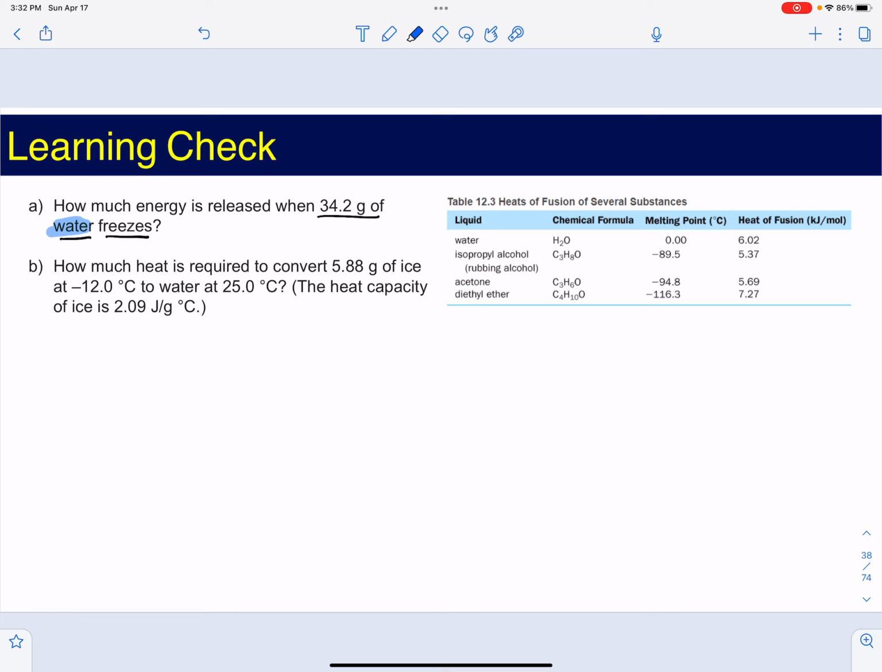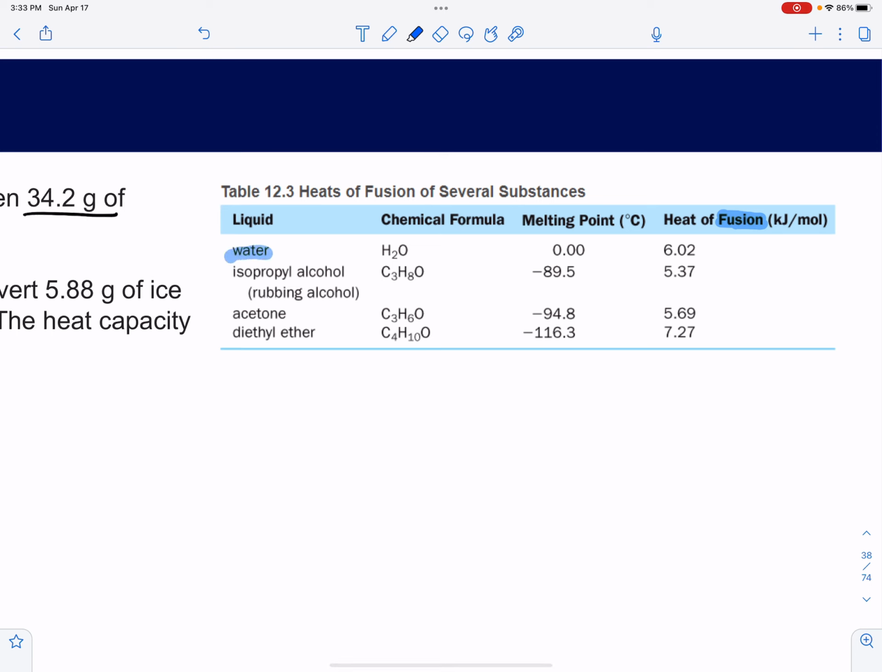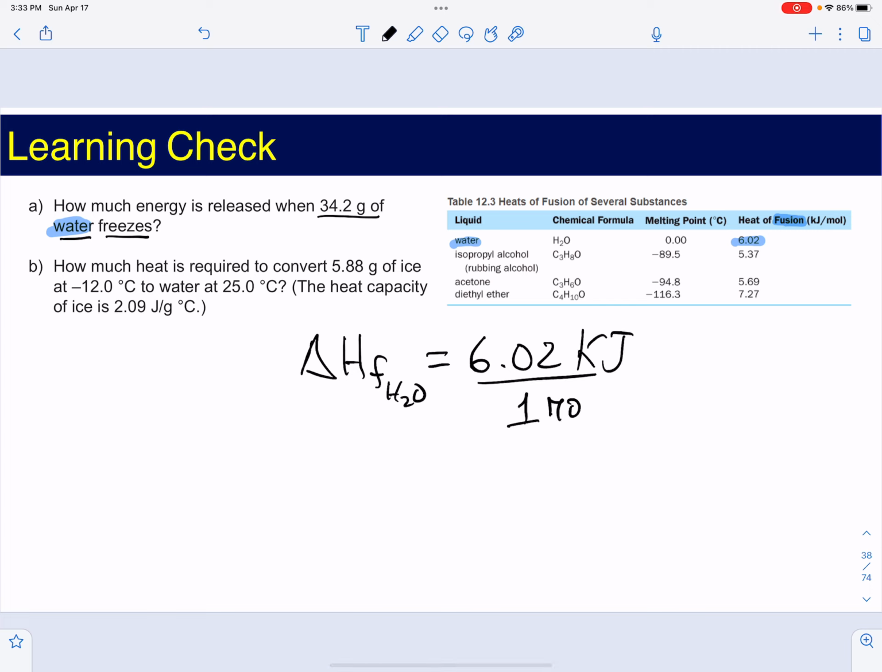That means the same way we used enthalpy of vaporization in the earlier lecture, what we use for freezing and melting is the enthalpy of fusion. And the enthalpy of fusion for water is going to be 6.02 kilojoules per mole. So the enthalpy of fusion just for water is 6.02 kilojoules for every 1 mole of water.